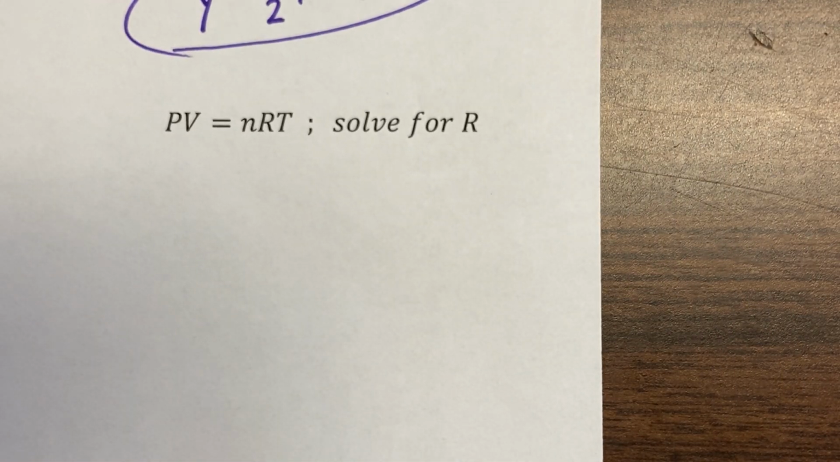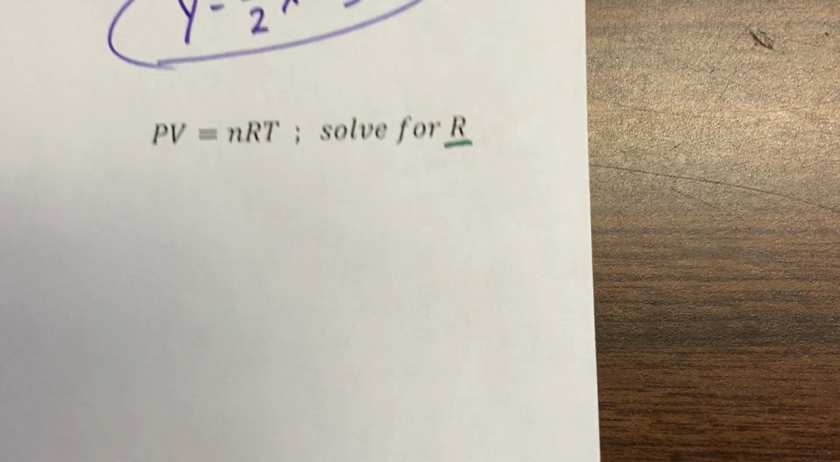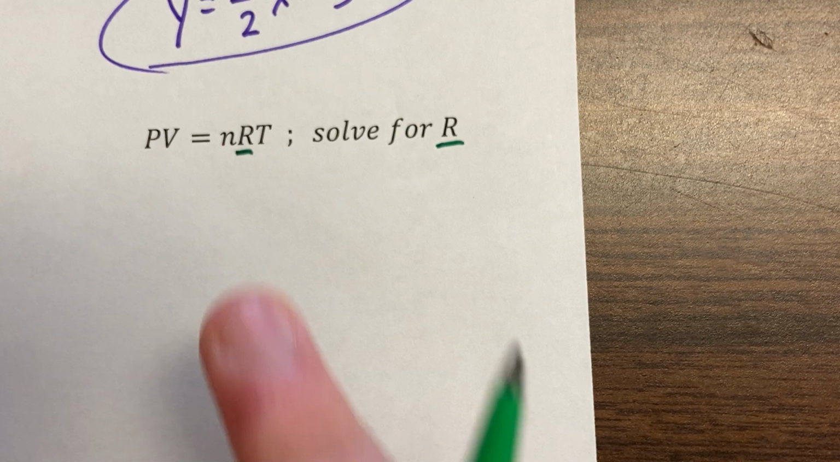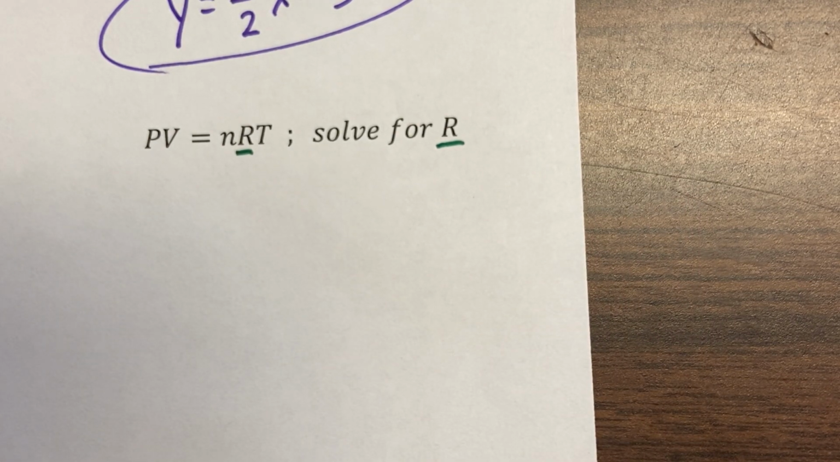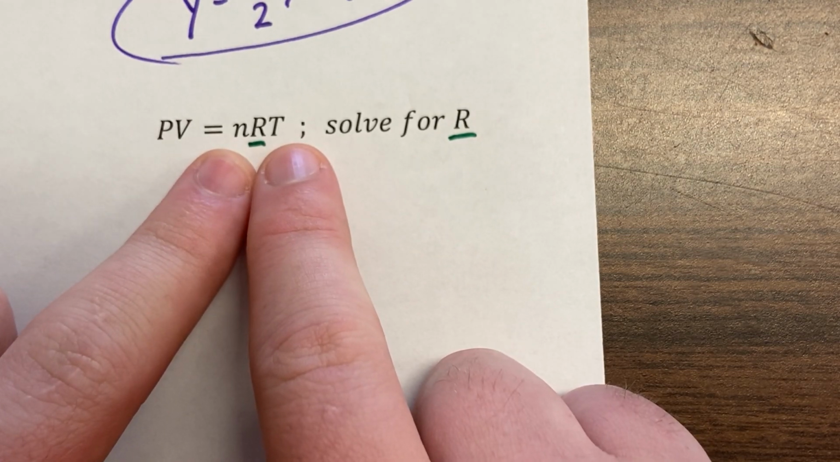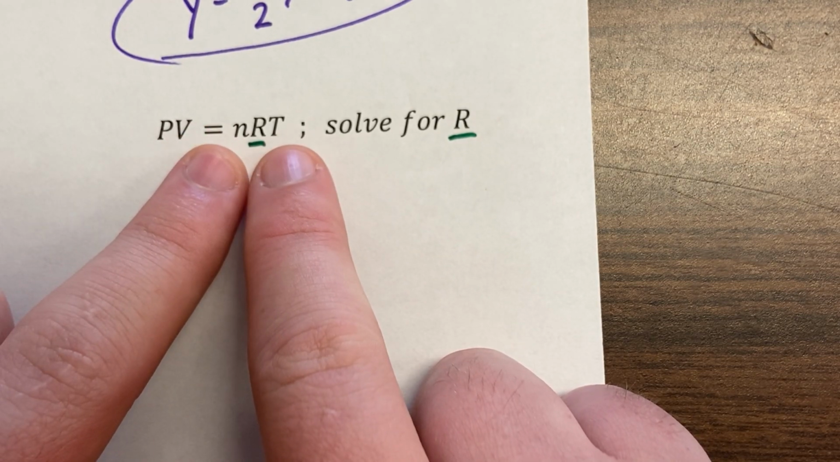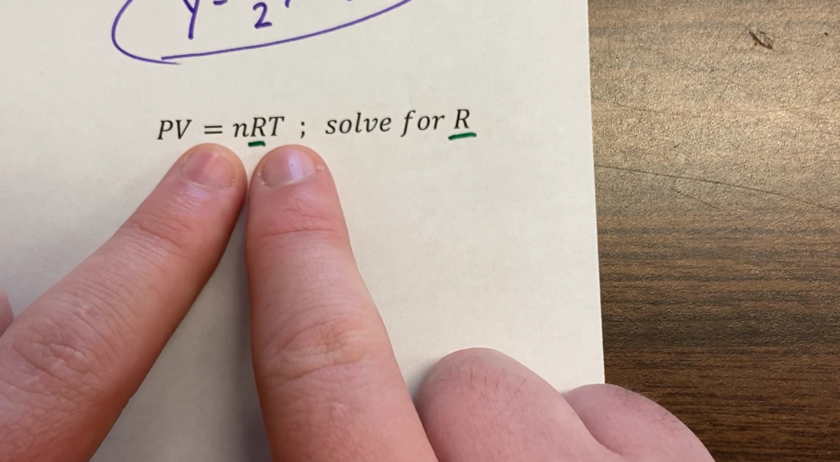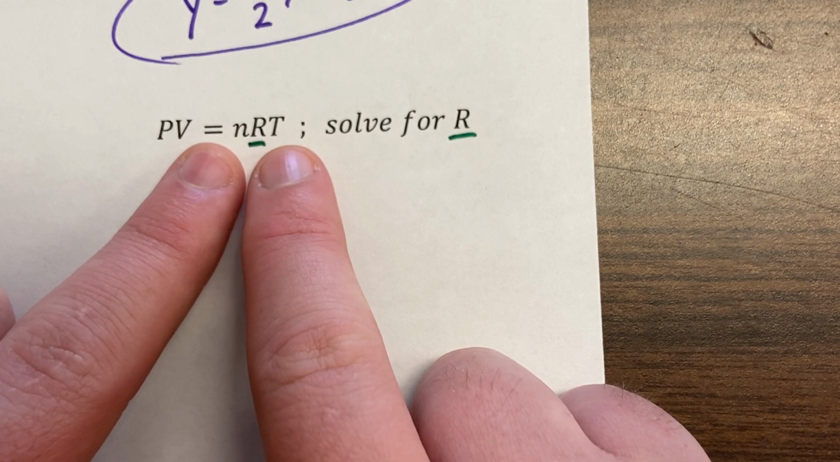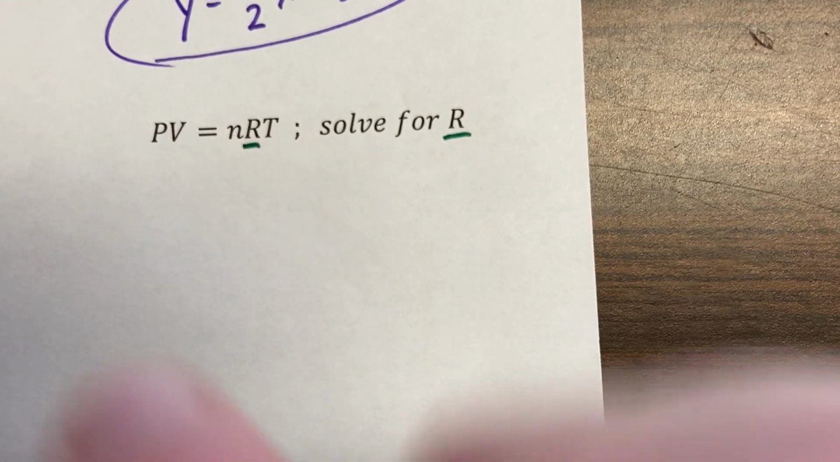One last example here. PV is equal to nRT. Again, we need to pay attention to what we need to solve for. In this particular case, we need to isolate R. All right, so again, I'm not going to touch that R. I'm going to move everything away from it. So notice what's next to it is I've got an N and I've got a T. Well, understand that these things are stuck to that R by multiplication. Well, if I need to undo multiplication, we do that through division.